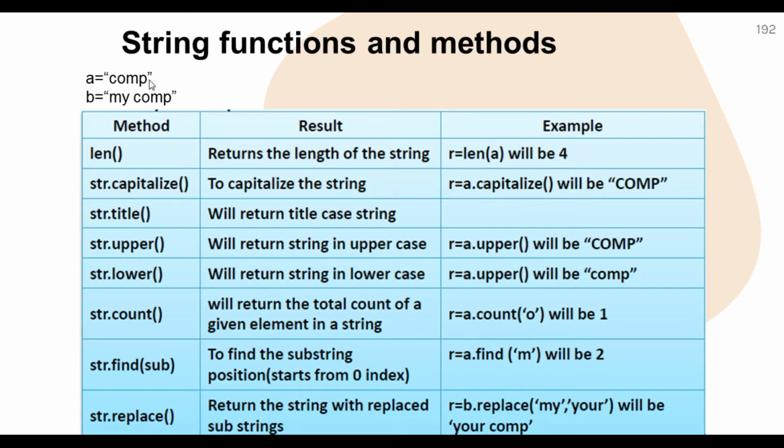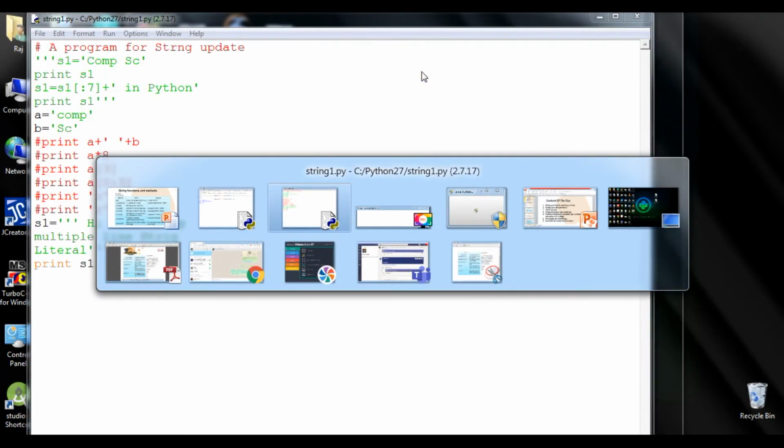Here you don't need to think about the index value. You will count c first, o second, m third, p fourth. So the last value is 4. So what is the length? It is 4. Students, we will do it practically.